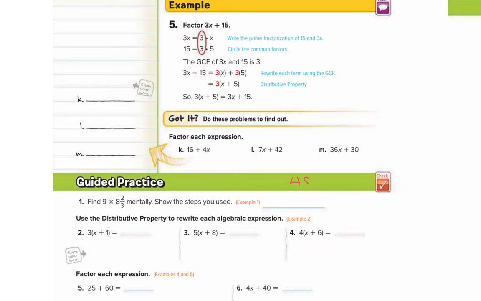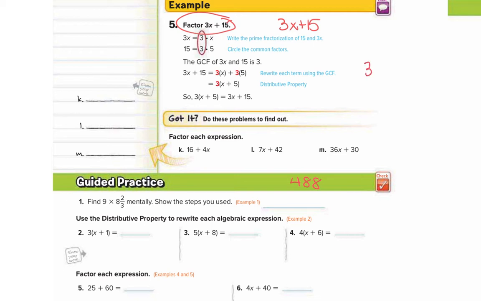Okay, so now we're on workbook page 488. We're going to practice factoring. So let's start with this example up here. We have 3x plus 15. If you notice, this looks like the answer to a distributive property problem. So what we're going to do is undo the distributive property.